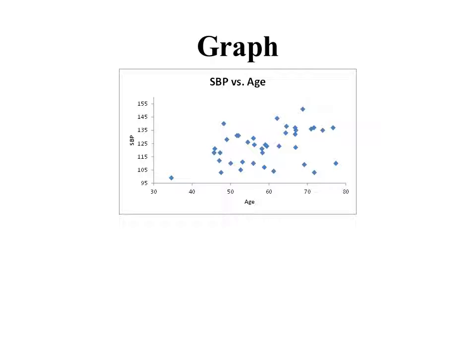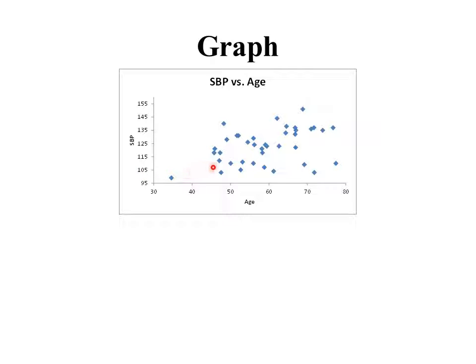Some observations that we want to make here: as we move from left to right, age increases. Look at what happens to those dots. In general, they typically go up. As they go up, that means systolic blood pressure increases. And so as age increases, systolic blood pressure tends to increase.